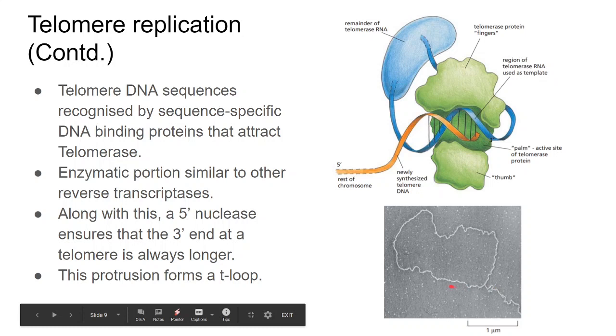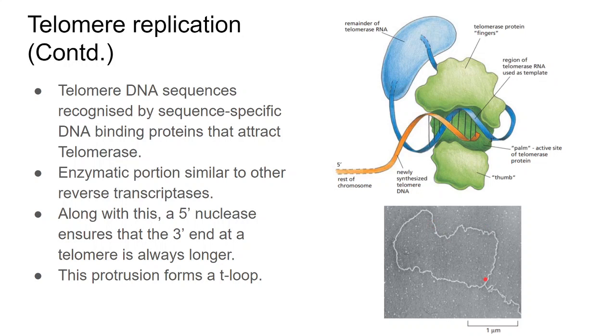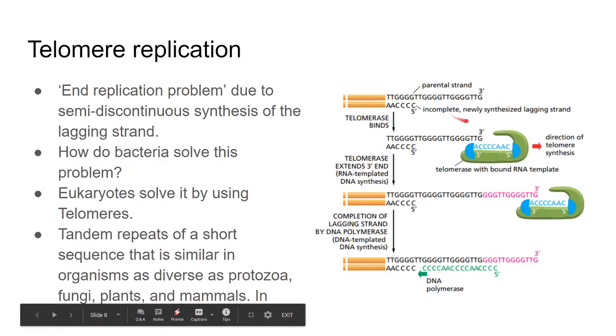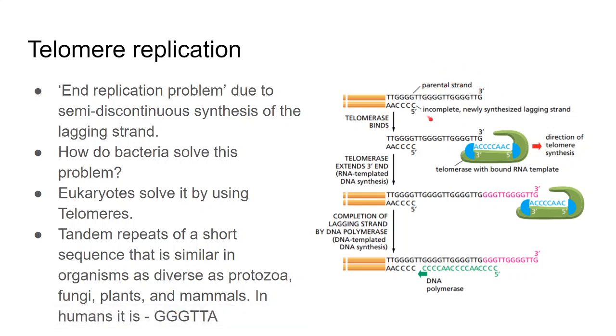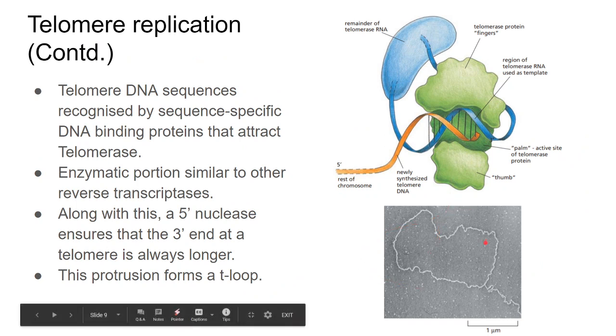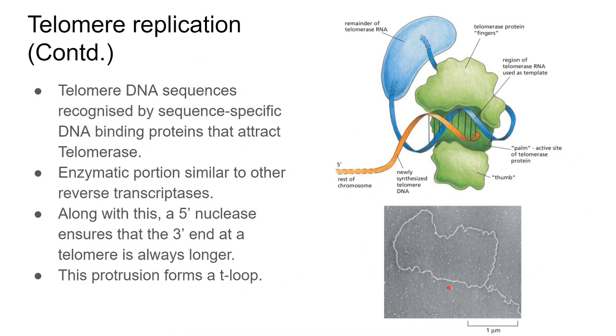And this protrusion, so this is the actual image of a protrusion. This protrusion forms a T loop. Once you have an overhang, you can't leave it alone in the cell. The cell will think it's DNA damage and will start repairing it. So this loops around itself. This one will bind to itself, loop around, and will prevent the degradation of itself by forming a T loop.